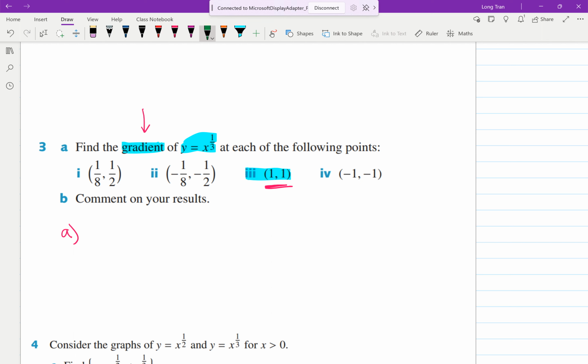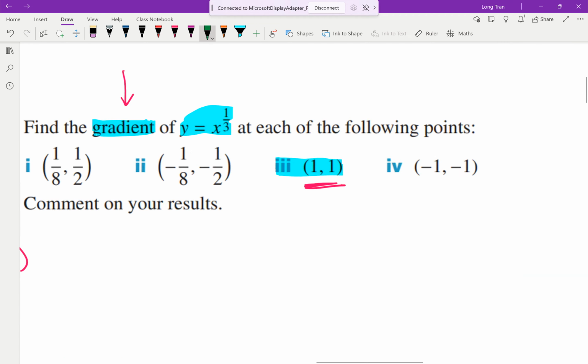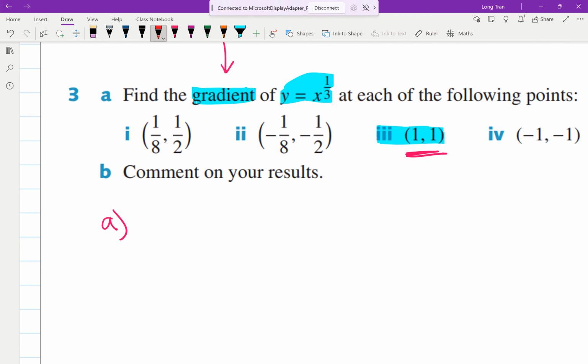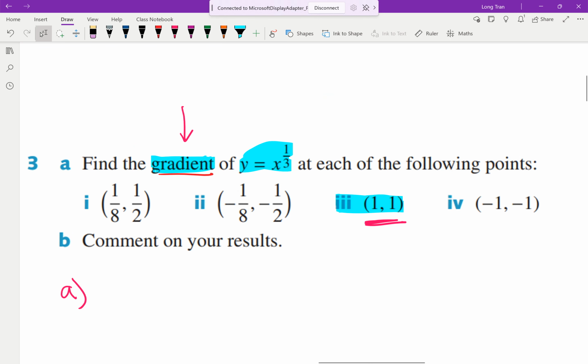All right, team. That was way beyond 2 minutes, but I'm assuming you would have got this correct. So, first step. Let's have a look. Gradient of y equals x to the power of a third. When you're looking for gradient, remember, you are finding the gradient of a tangent line.